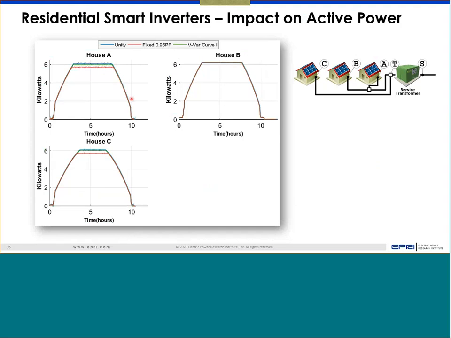One question that I have: it looks like for house A and house C, for unity power factor operation, power was reduced. You can clearly see, compared to unity and volt-var at 0.95, active power was reduced for house A and house C. But for house B, even for 0.95 power factor, there is not much reduction in the active power. What is the reason for that? Again, who can answer that question?